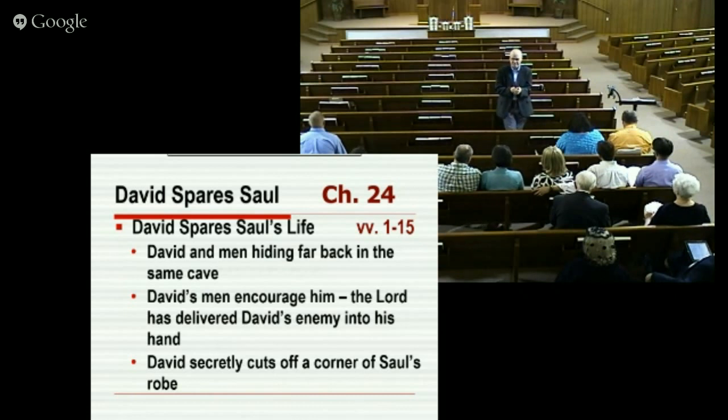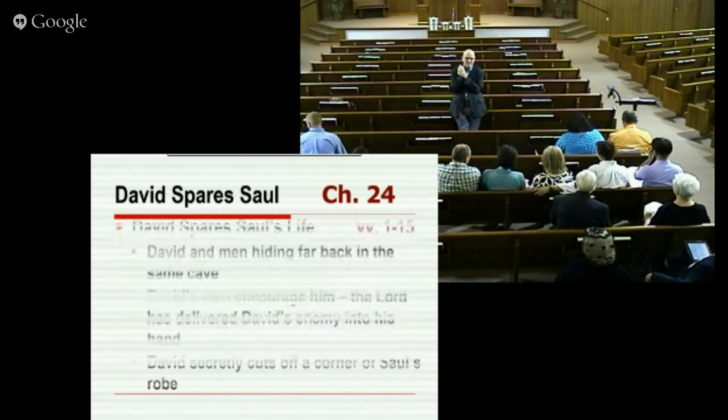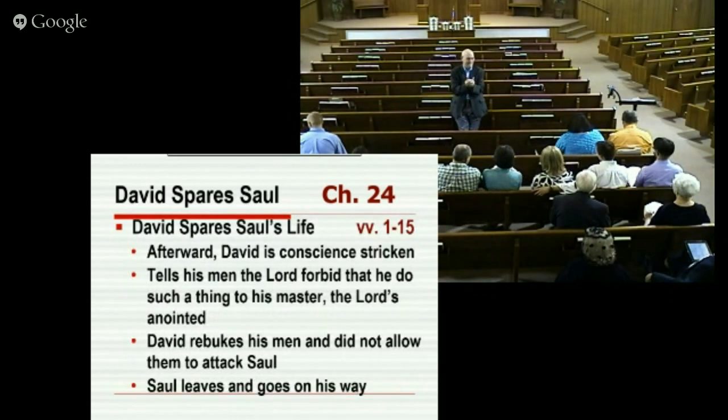David wouldn't do that. He doesn't go up there, but secretly, stealthily, cuts off a piece of Saul's robe. So Saul laid his robe aside while he was using the bathroom there. He gets this piece, a quarter of the robe, and cuts it off. And even that, even cutting off a quarter of Saul's robe, bothered David. We're going to talk about why. I think it's really, really important here. I'm going to talk about this.